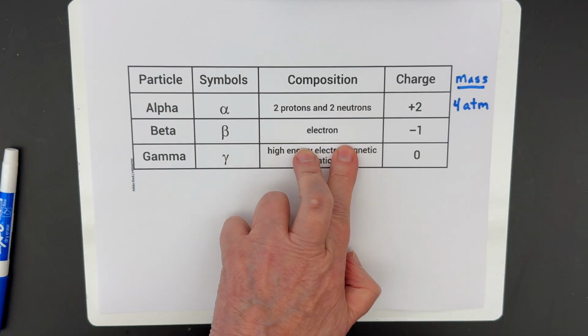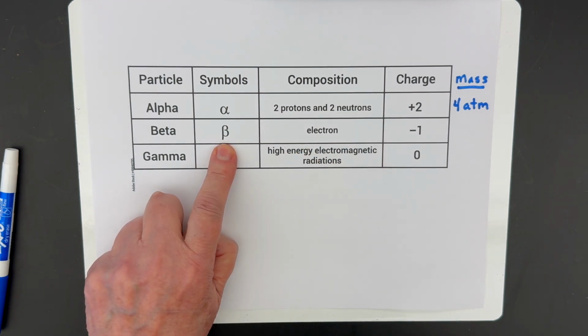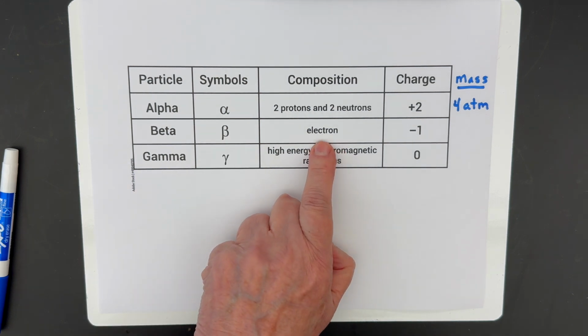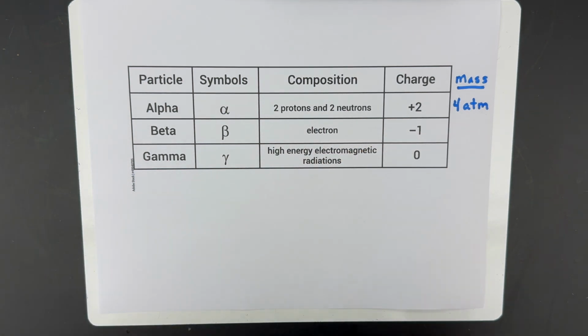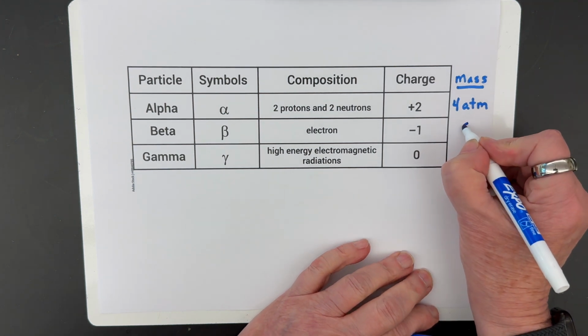When we look at beta, the Greek letter beta looks like a B with a little stem on it, and it is the same composition as an electron. Therefore, it has a charge of -1, but a mass of 0.